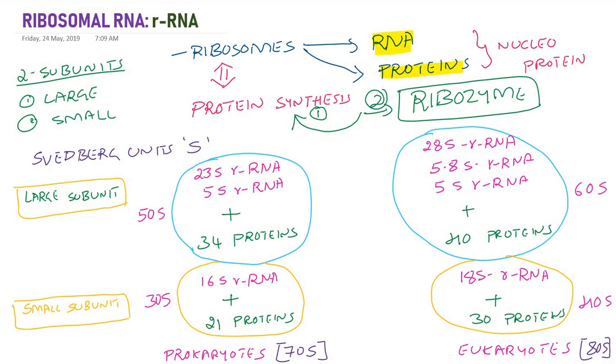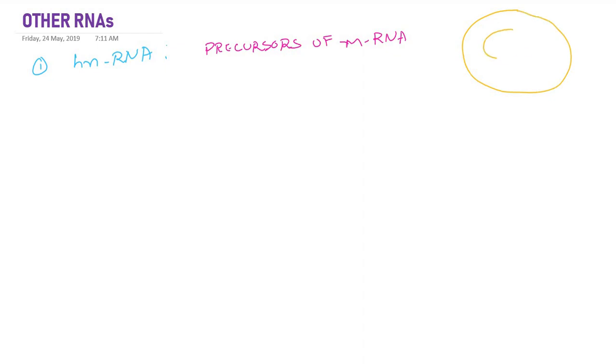Coming to others, minor RNA, we have what is called heterogeneous RNA. This heterogeneous RNA is just a precursor of mRNA. If you take a cell, it has a nucleus and in the nucleus we have DNA. We know that RNA is synthesized from the DNA. The initial RNA produced from the DNA, that process is called transcription, is actually called heterogeneous RNA. It will be modified depending upon the gene, and there will be addition of a cap and addition of a poly A tail, then it will become mRNA.